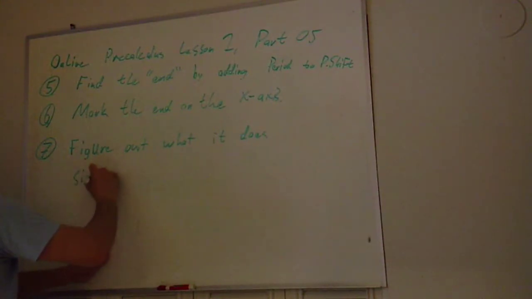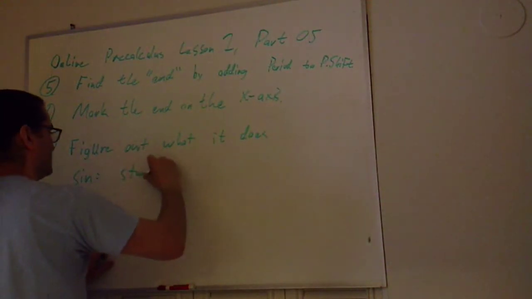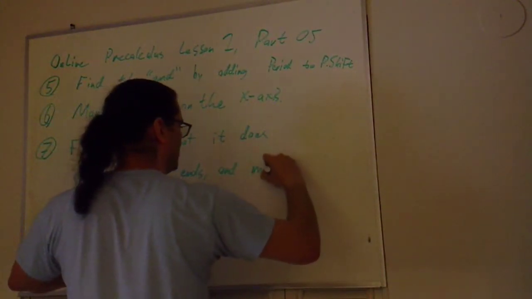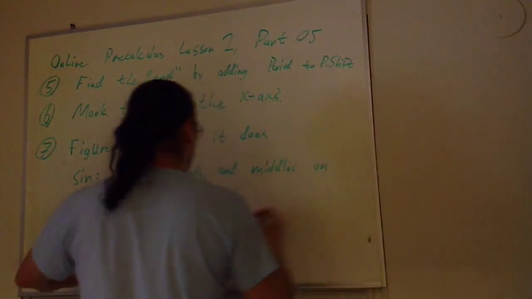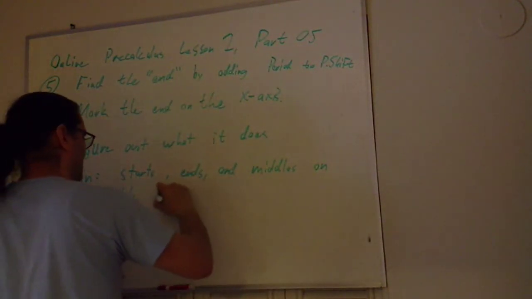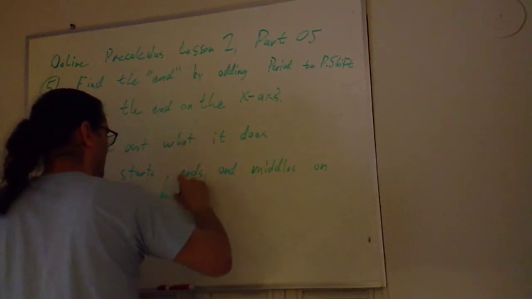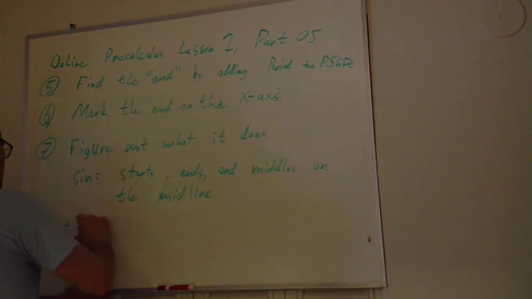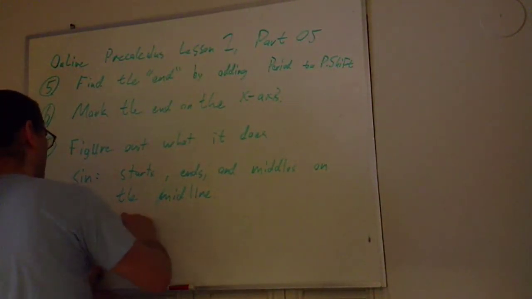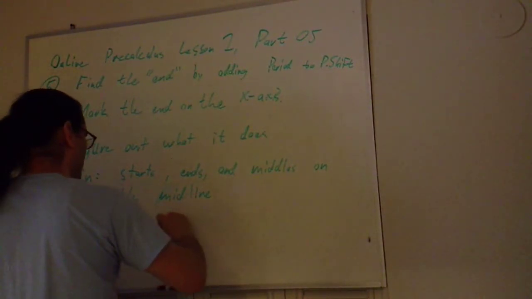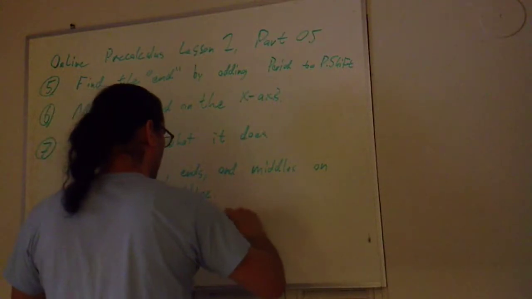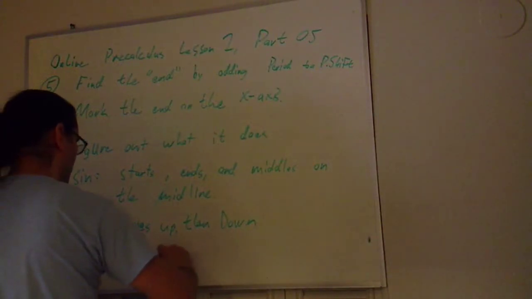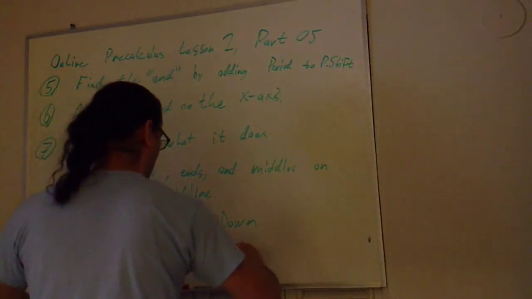Sine starts, ends, and middles on the midline. Positive sine goes up then down. Negative sine goes down, then up.